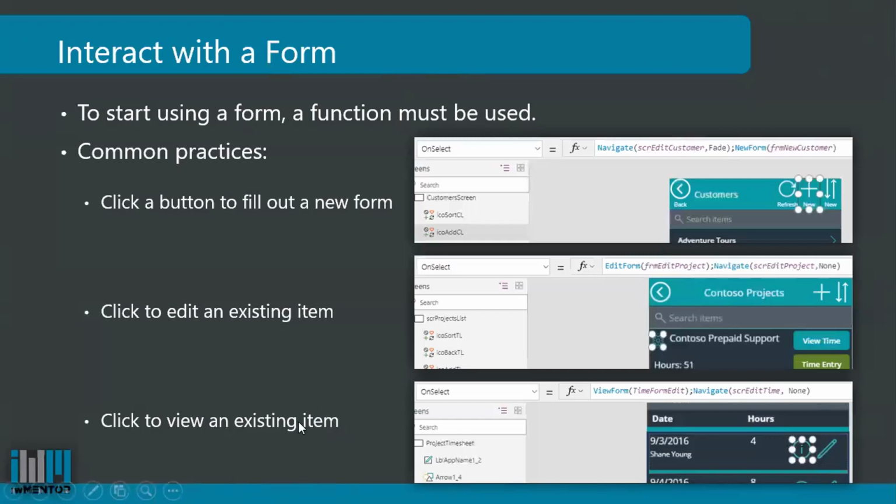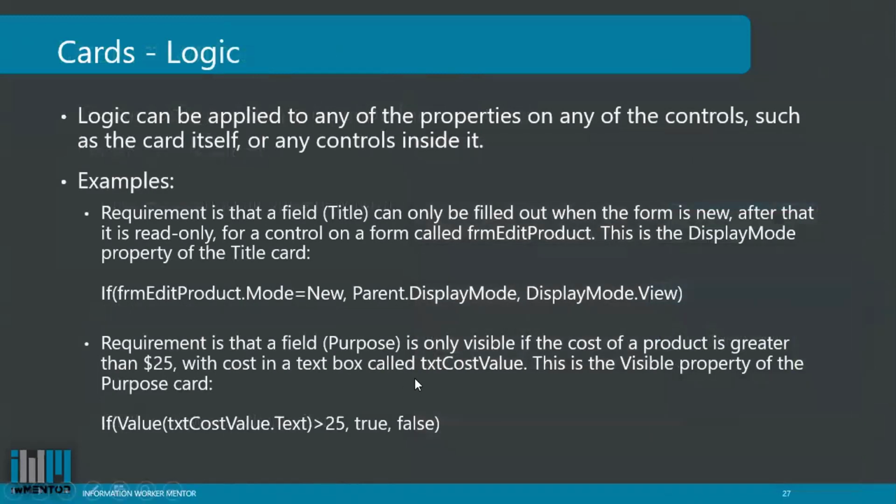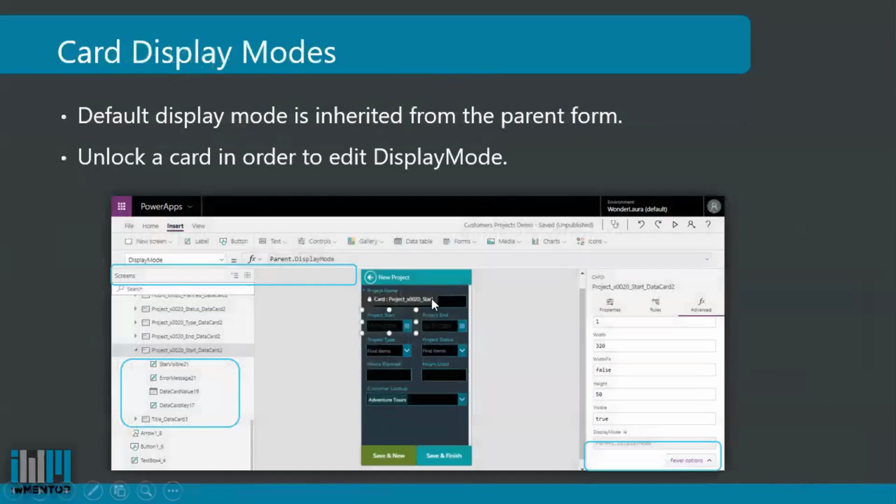That's another important concept. Logic can be applied to any of the properties on any of the controls, such as the card itself or any of the controls inside of it. So here are just a couple of examples. I'm going to skip past this slide because I've got more visual examples I can show you about basically saying, required, only have a field required if the form is new, or only have a field visible if a value is over a certain amount.